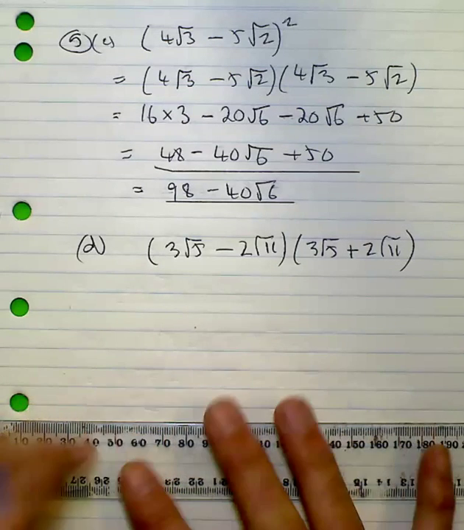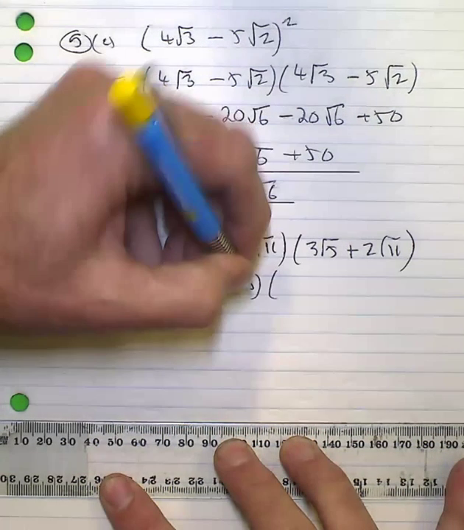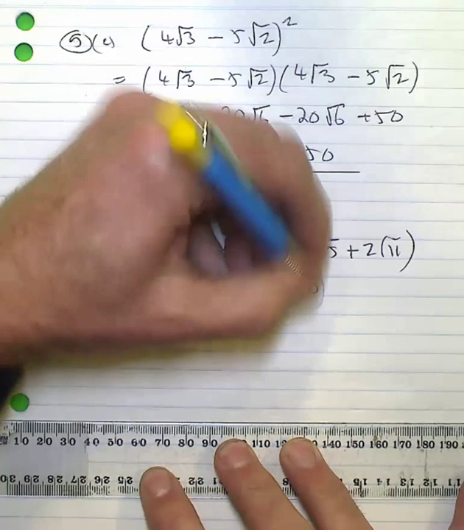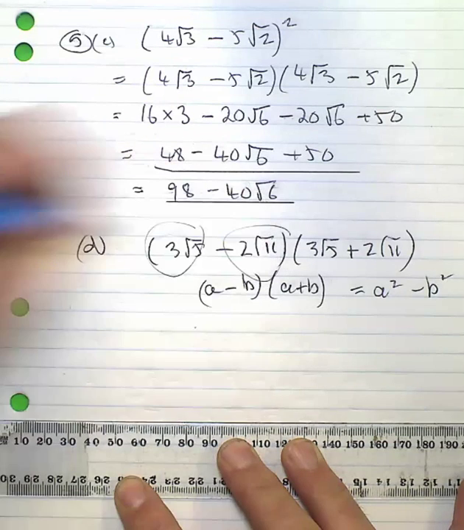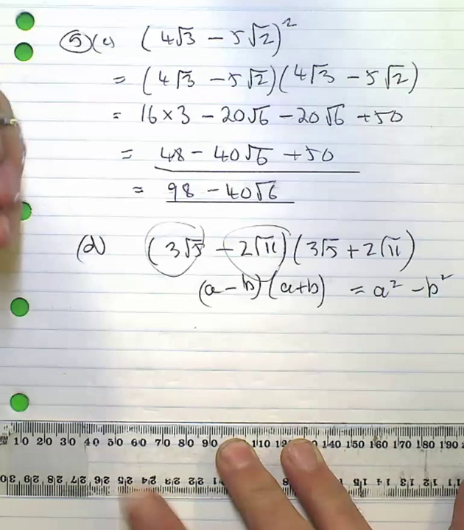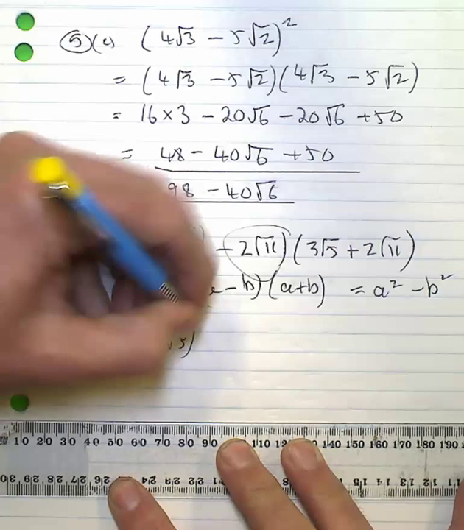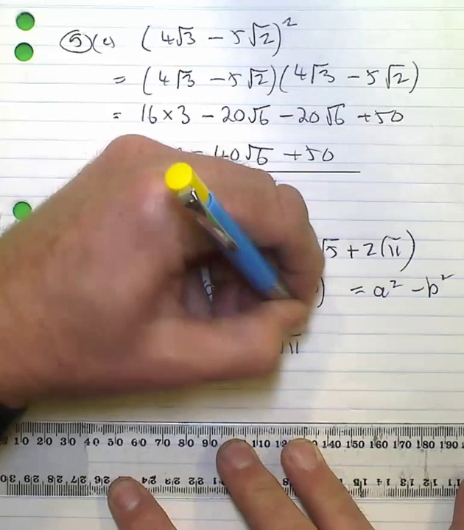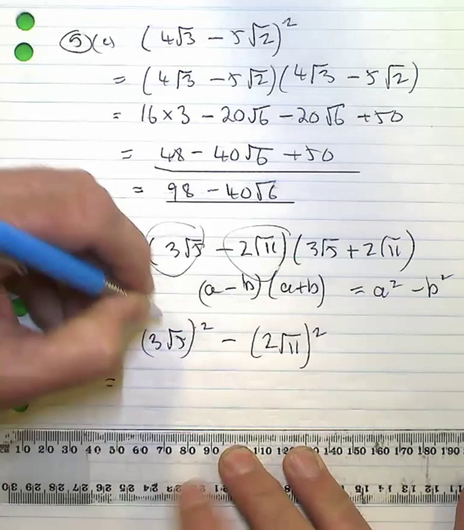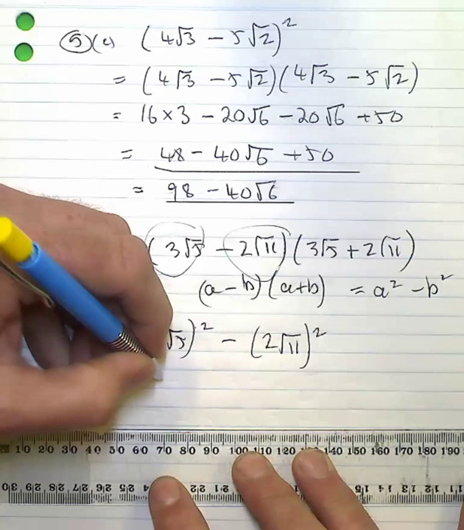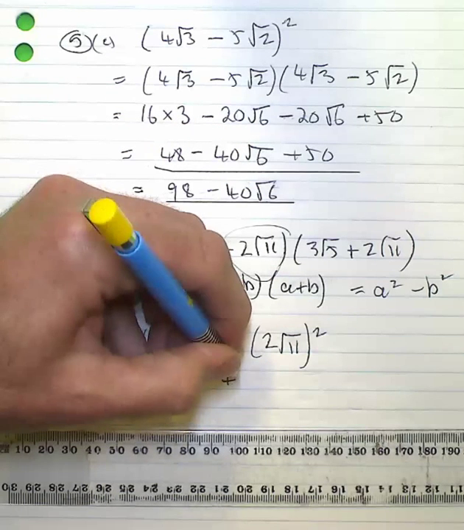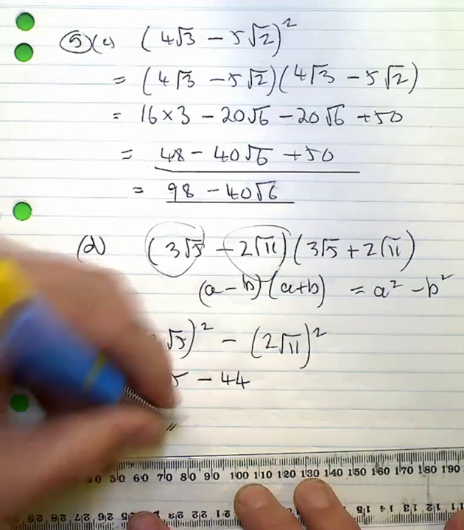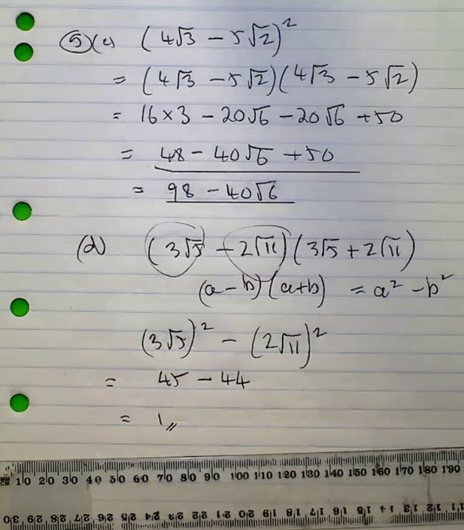Now in D, we shouldn't lose sight of the fact that we still have to pay attention to our algebra. So this is in the form of difference of 2 squares. So straight away, we should be concentrating on the square of the first term and take the square of the second term. So it becomes 9 times 5, which is 45. Take 4 times 11, which is going to be 44, which of course is 1 as my final answer. So even though we're dealing with surds, we still keep our regular algebra.